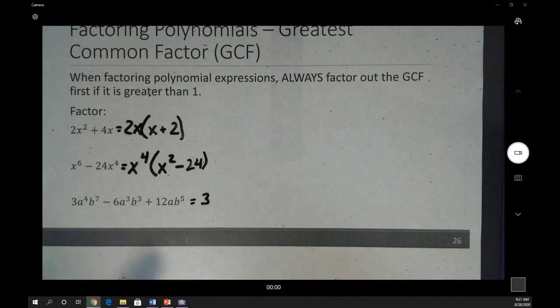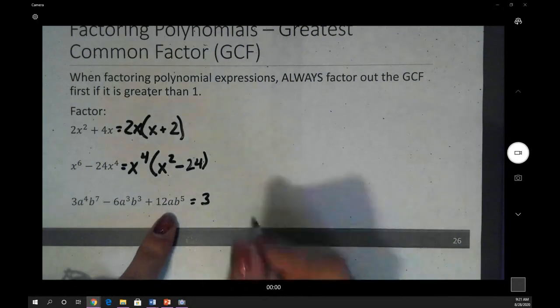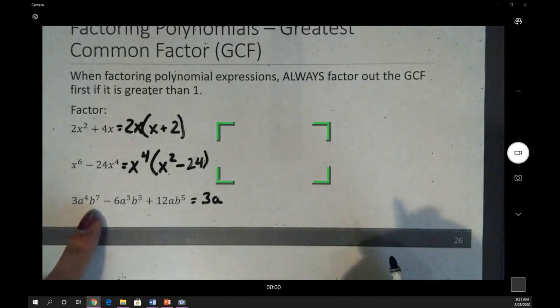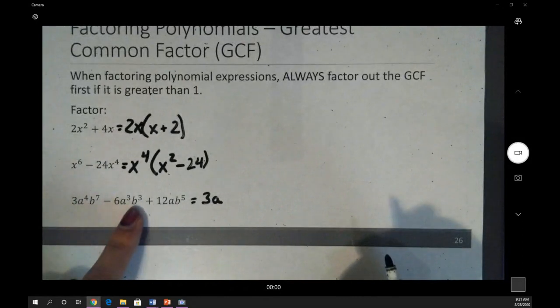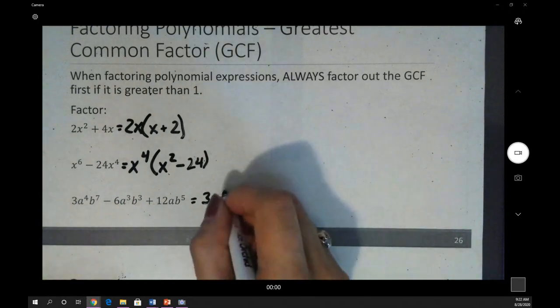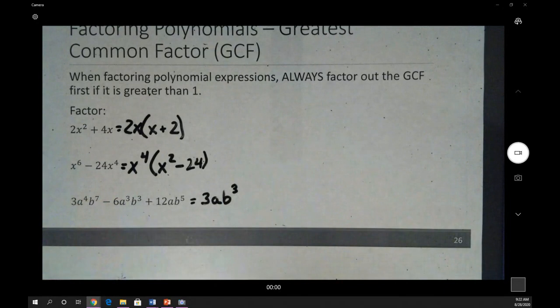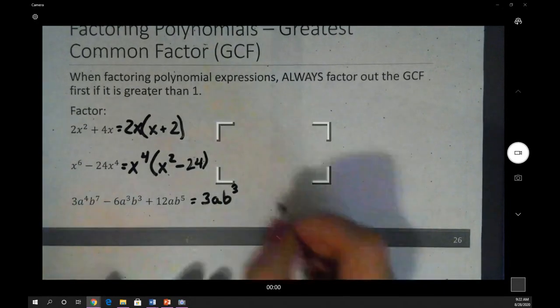Now I'm going to look at the a's. My first term has 4 factors of a. My second term has 3 factors of a. My third term has one factor of a. So the most that all three have in common is just the 1. And then if I look at my b's, I have 7 factors of b in my first term, 3 factors of b in my second term, 5 factors of b in my third term. So I can pull out 3 of them. No more, because the middle term only has 3 to give.